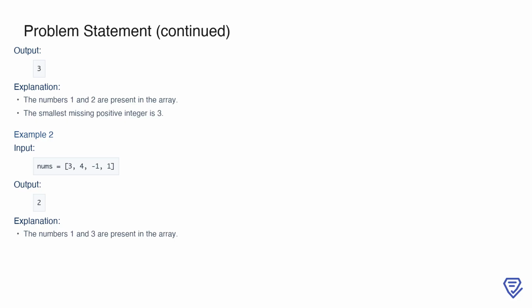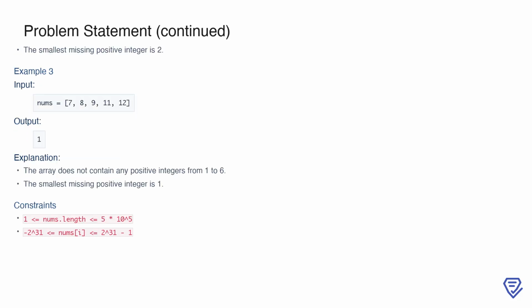These examples highlight the need to account for the presence of positive integers in the array, while also efficiently identifying the first number missing from the sequence. In the next example, if the input array is 7, 8, 9, 11, 12, the output is 1. This is because the array does not include any positive integers starting from 1 through 6. The smallest positive integer that is absent is therefore 1.